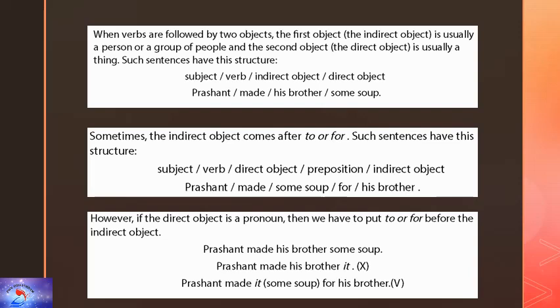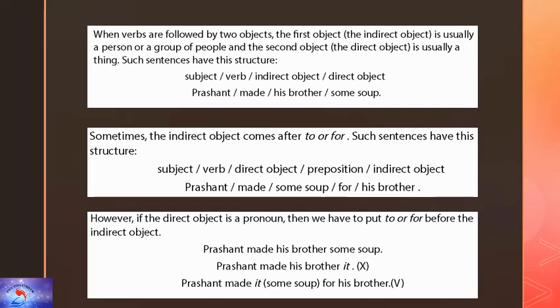Sometimes the indirect object comes after to or for. Such sentences have this structure. That is, you have subject first, then you have verb, you bring the direct object here, and you place the indirect object at the end of the sentence. But in between, we use a preposition. That is, before the indirect object, we use a preposition.